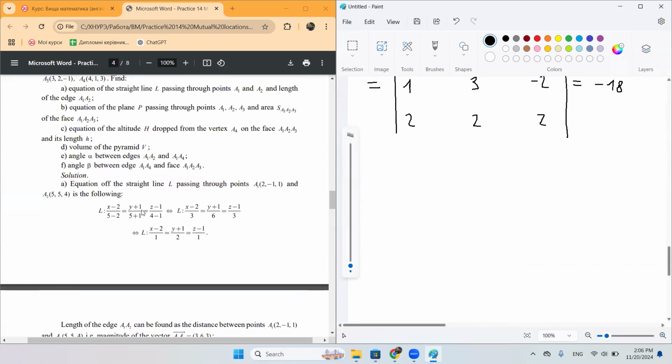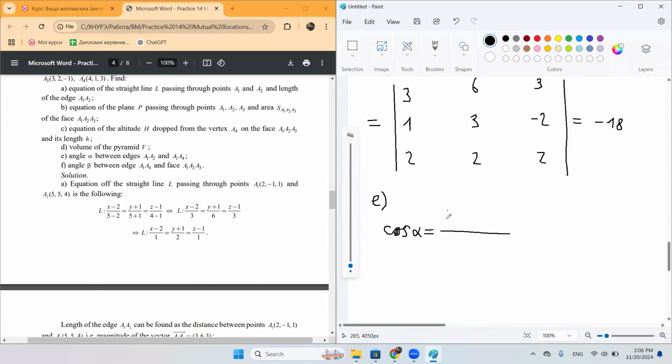And let's calculate a couple of angles, and after that we will have a break. So the angle between edges A1A2 and A1A4. So let's find the cosine between these angles. So A1A2, finding the scalar product and dividing by the product of the magnitudes.